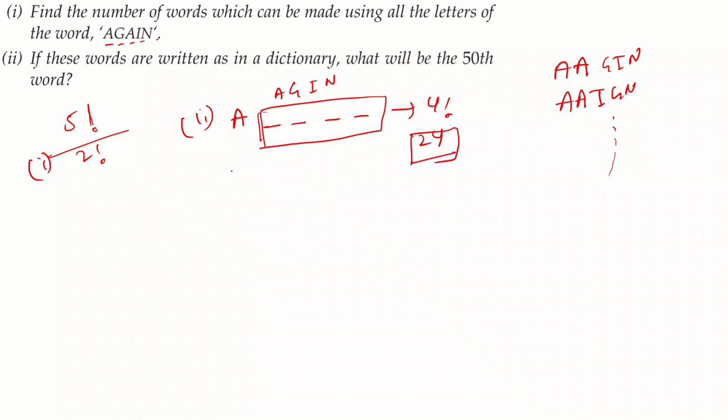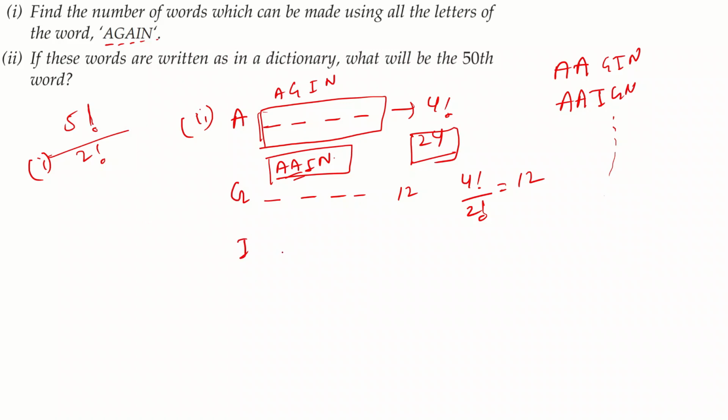Okay, done. Now let's think about this. How many words are there that start from G? So 1, 2, 3, 4 letters remaining, and then we have to arrange A, I, N, and we have to arrange these 4 letters in these 4 places. So this can be done in 4 factorial by 2 factorial ways, because there are 4 letters in all and 2 A's are repeated. So what is it? So it is 12. So there are 12 words that start with G.